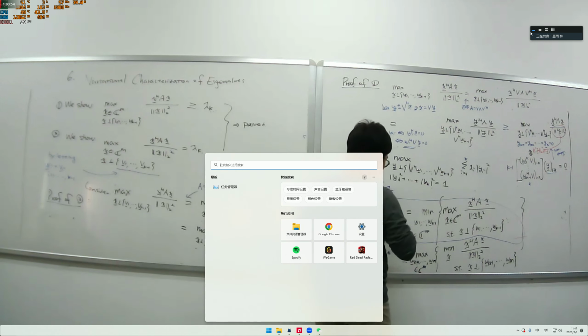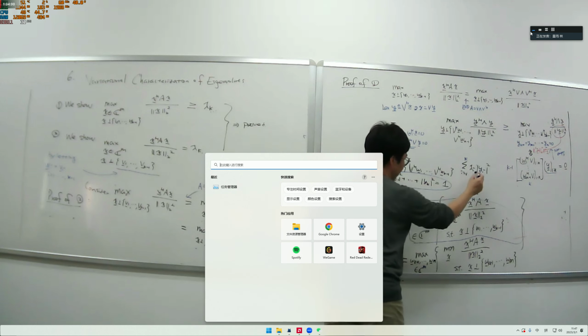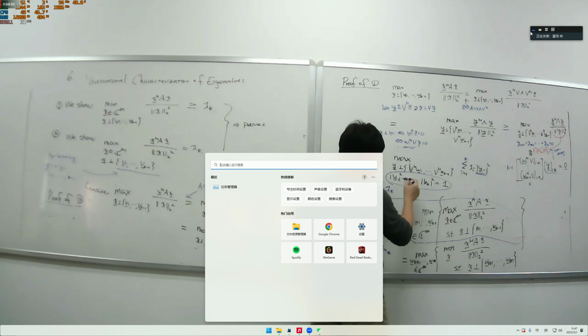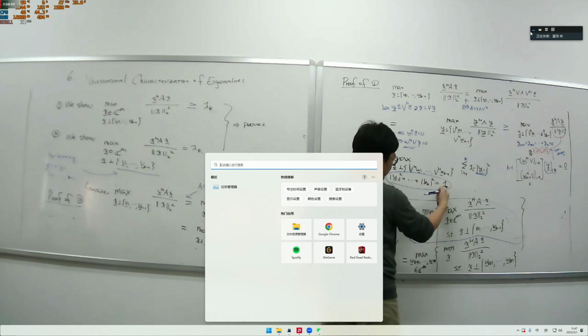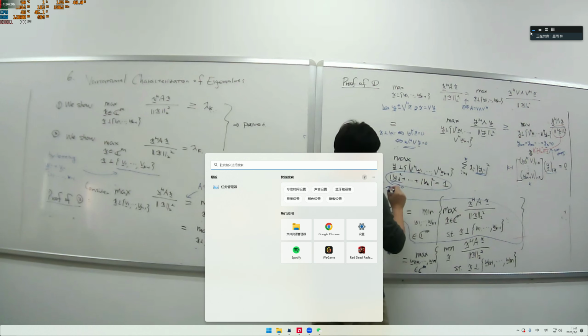See, this summation: these are the coefficients, and the coefficients sum to 1. Each coefficient is non-negative, so this must be no less than lambda k.